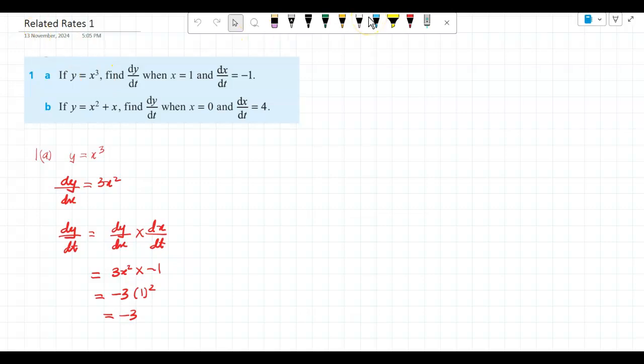So I'm doing 1b, 1a is already done. Let me explain 1a also. You've been given y is equal to x cube. Find out dy by dt when x is equal to 1 and when dx by dt is minus 1.